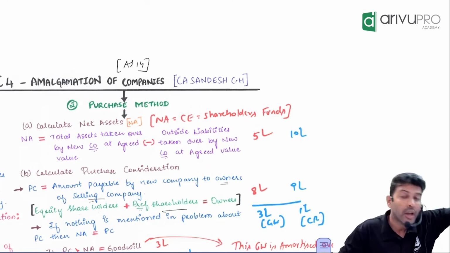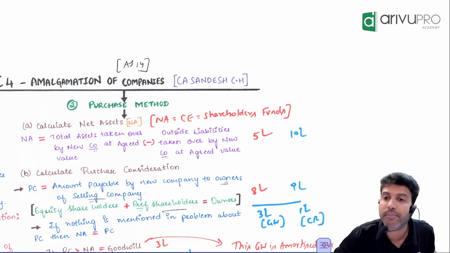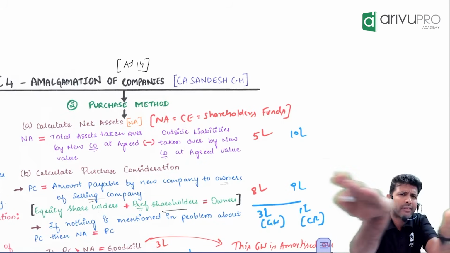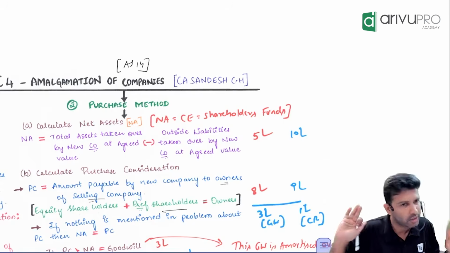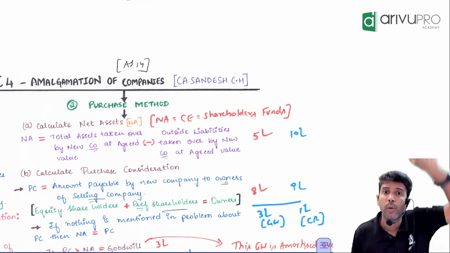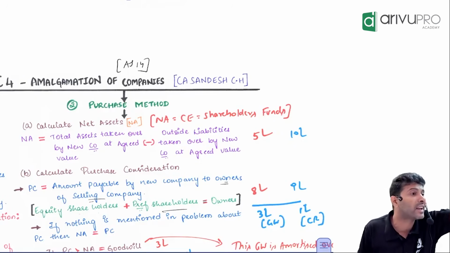Now, if agreed value is not given, then the assumption is that book value and agreed value are the same. Fair enough. So check the adjustment and accordingly do it. Net assets means assets taken over by the purchasing company specifically at the agreed value or market value.